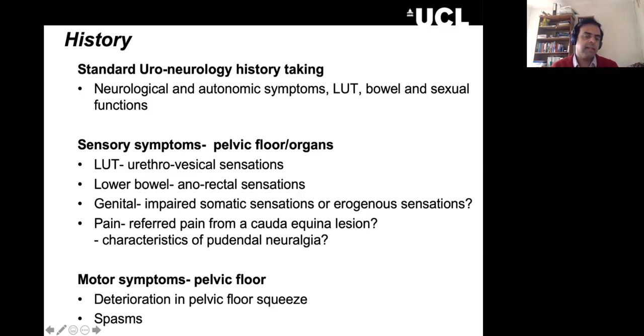Some patients I see in clinic report pelvic floor spasms, and on inspection you'll find quasi-purposive movements, and the EMG reveals particular patterns of EMG activity. So this is a symptom that sometimes patients might volunteer.